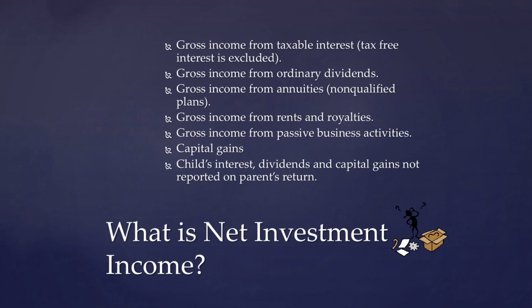Gross income from annuities, and that's from non-qualified plans, is included in net investment income. If you've got income from rents and royalties, or perhaps businesses that you're not really involved with, those would be passive businesses, that's included. Capital gains are included. So remember the capital gains rate, we said, was 15%. Potentially your capital gains rate could actually be 18.8%, or if you're in the highest tax bracket, it could be 23.8% when you add this net investment income tax on there.